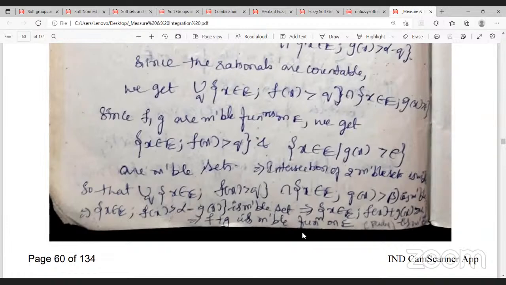ఇక్కడ పైన మనం ఒకటి తీసుకున్నాం చూడండి. పైన ఏం తీసుకున్నాము, నౌ ఫర్ ఎనీ ఆల్ఫా బిలాంగ్స్ టు R తీసుకున్నాం చూడండి మేడం. x belongs to E, f of x plus g of x greater than alpha ఈక్వల్ రాసామా, అది ఈక్వేషన్ 1 పెట్టుకోండి. Equation 1.